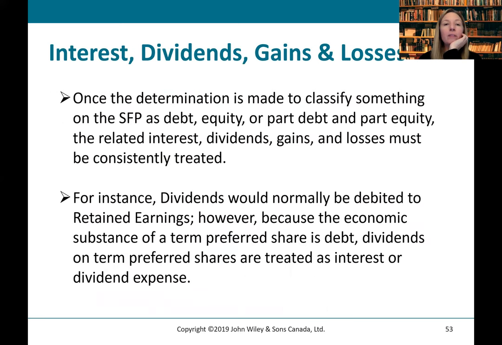So as we said on the previous slide, interest, dividends, gains, and losses have to follow the same classification that we've recorded for the underlying instrument. For instance, dividends are normally debited to retained earnings, but if the economic substance of a term preferred share is debt, the dividends on term preferred shares will be treated as interest or dividends expense.